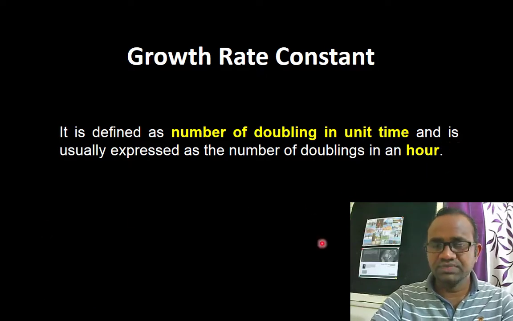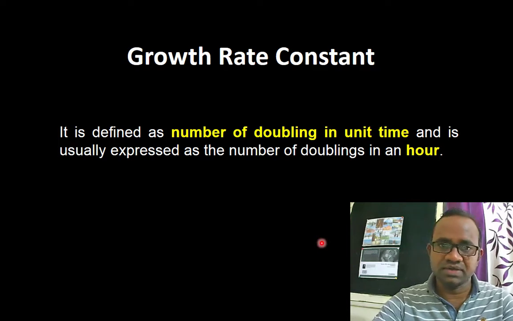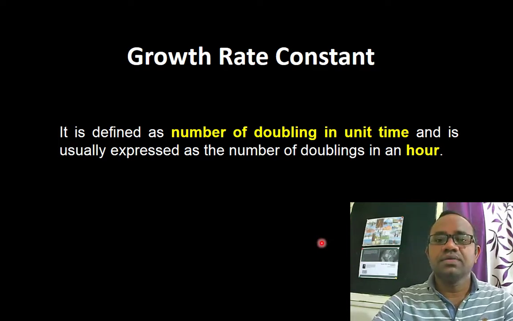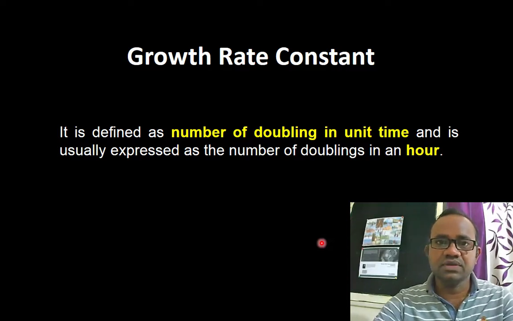In the previous class we have seen the generation time, the mathematical expression for that. It is very similar to the generation time, except this is actually a constant where we determine the time for the duplication of a bacterial cell. So the growth rate constant is actually the number of doublings of a cell in a particular time.